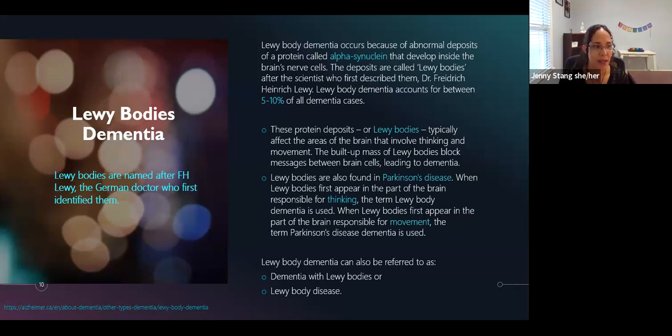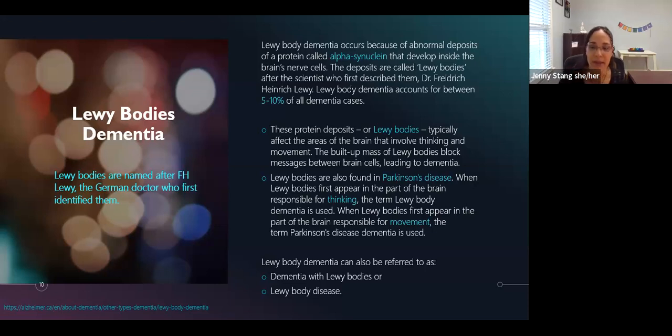And you'll notice this common thread with all of these dementias. It really is about proteins developing little clumps and blocking blood flow, blocking functioning in the nerve cells of the brain. And that's causing a lot of these symptoms. With Lewy body dementia, they call those deposits Lewy bodies after the scientist who discovered them. And Lewy body dementia accounts for between 5 and 10% of all dementia cases. So it's not as prevalent as Alzheimer's, but it is still affecting a large portion of our population.